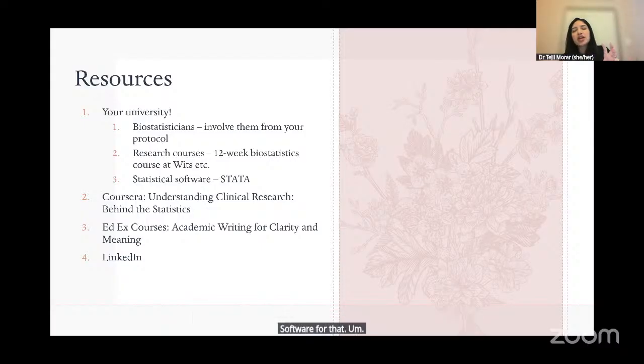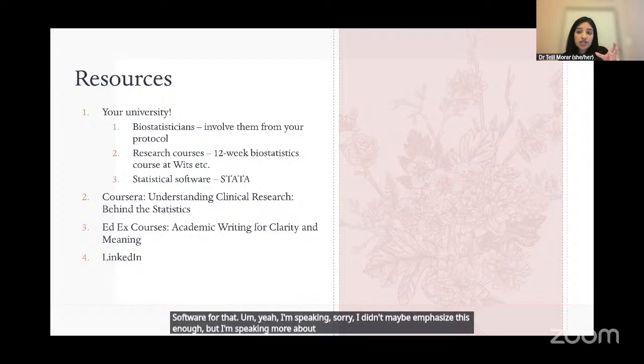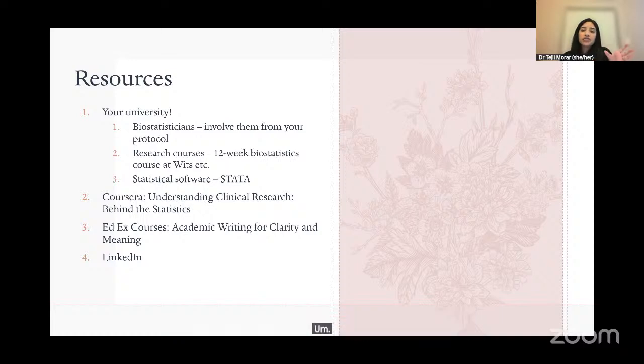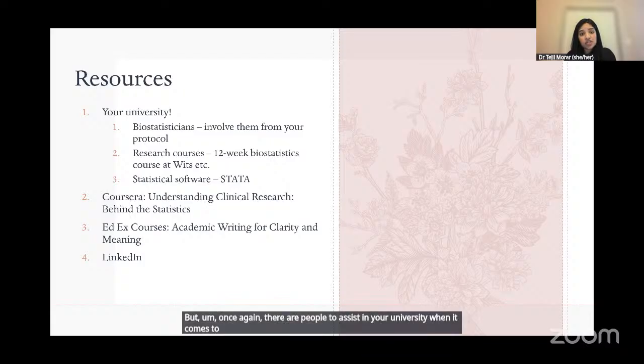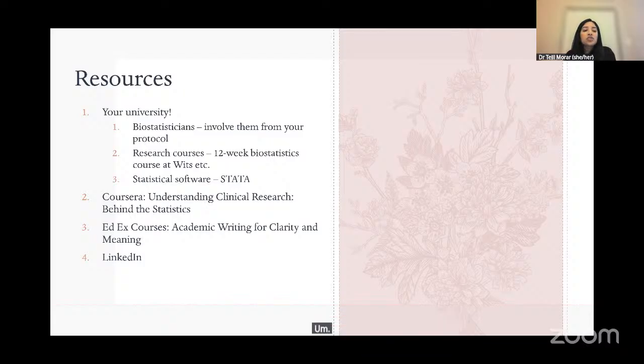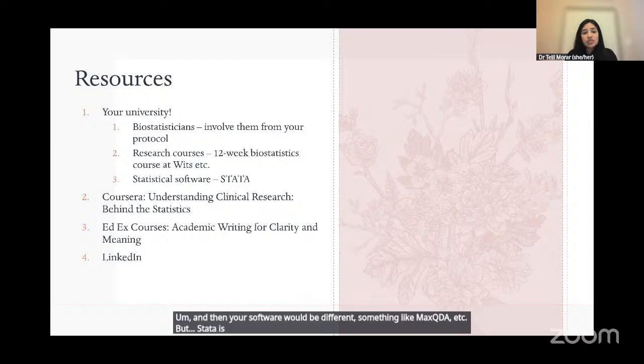I'm speaking, sorry, I maybe didn't emphasize this enough, but I'm speaking more about quantitative research here. Qualitative research is very different in terms of its data analysis process, but I think generally in medicine, the majority of what we do is quantitative. But once again, there are people to assist in your university when it comes to qualitative research too. And then your software would be different, something like Max QDA, etc. But Stata is well recognized, it works well.